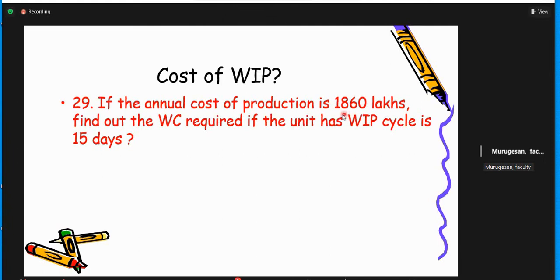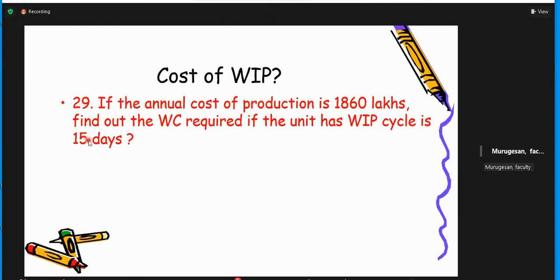So now question number 29. If the annual cost of production, that is COP, is 1860, find out the WC required, working capital required. Working capital required means how much money you have to invest. If the unit has a WIP cycle of 15 days, 15 days means what? Half month. You can take it that way.